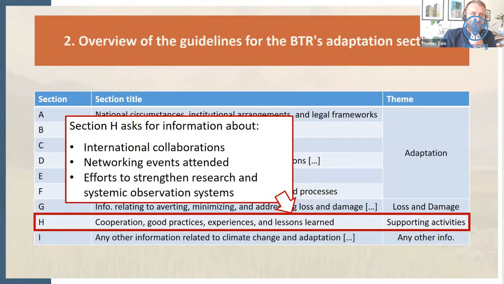And Section H, meanwhile, also not relating directly to adaptation, is asking countries to provide information about activities that support adaptation processes at national and international levels. For example, guidelines within the section are asking countries to provide information on international collaborations and networking events that the reporting country is involved in. And it's also asking countries to report on efforts to strengthen systematic observation systems and also research related to adaptation.